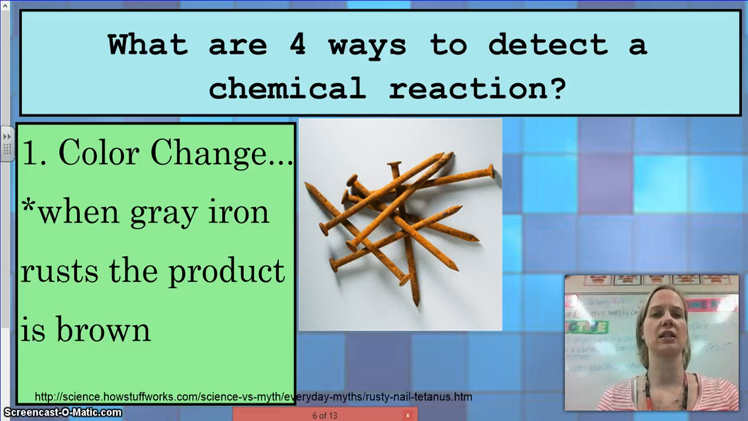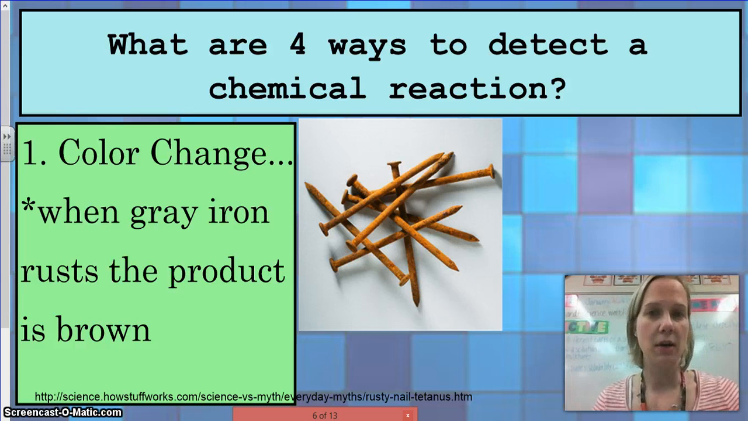All right, four ways to detect a chemical reaction. There are four ways that you know a chemical reaction has occurred. The first way is color change. Now, I want you to think though, if I add food coloring to water, that is not a chemical change. It is a physical change. It is still water, just whatever color I made it. If it was blue or green, it's blue water or green water, but it's still water.